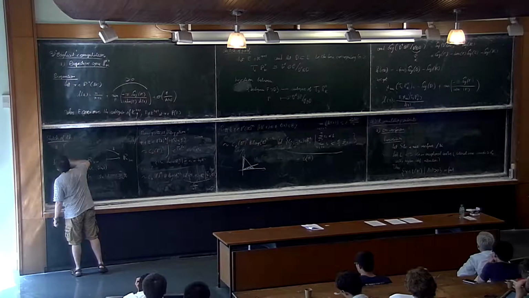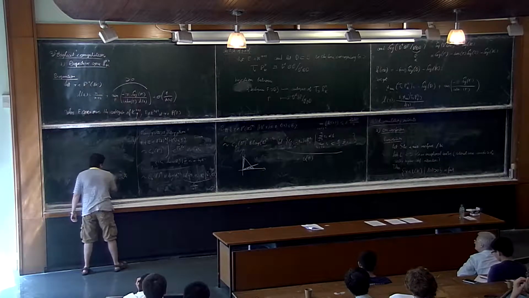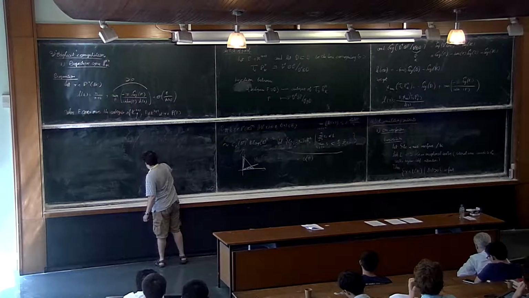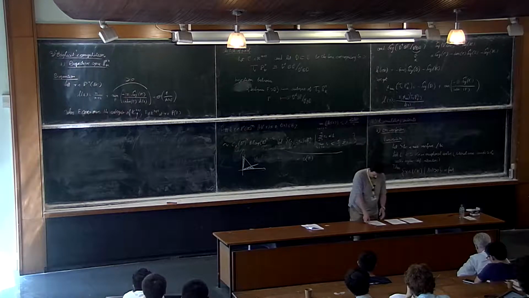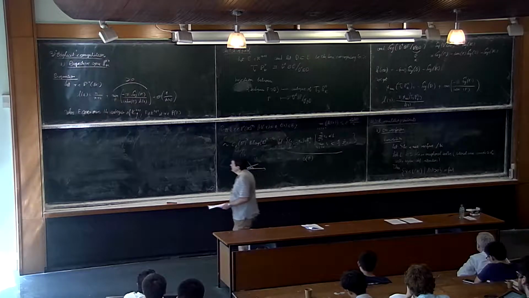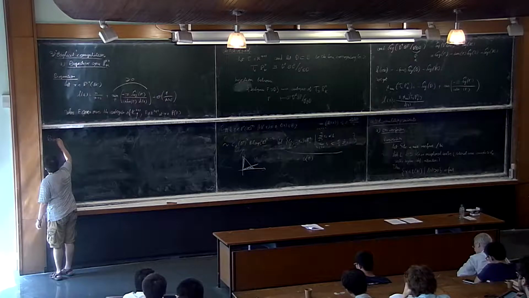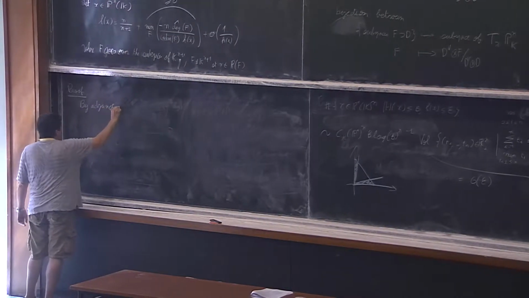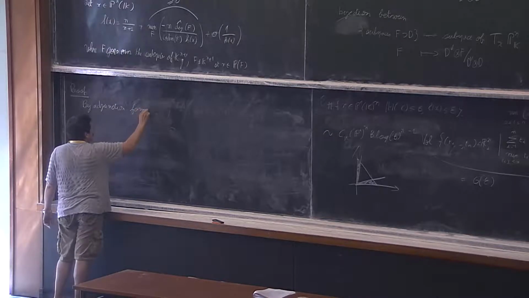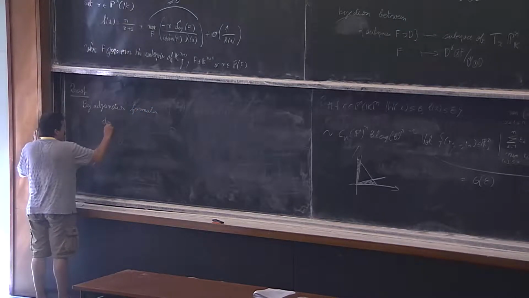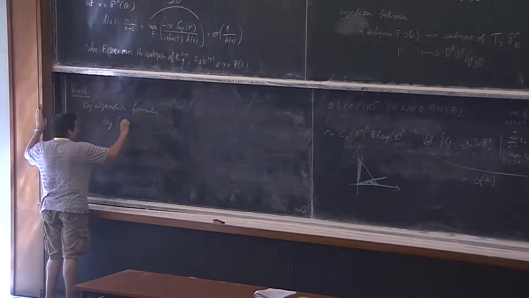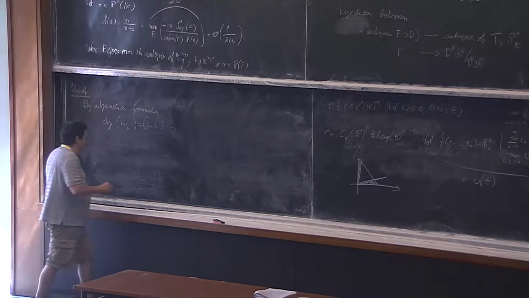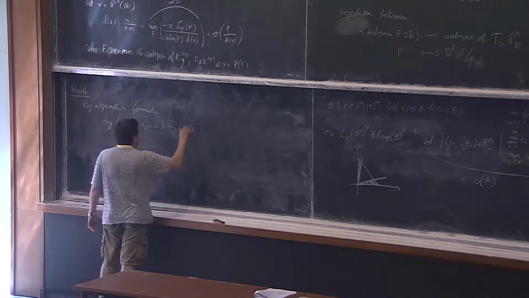So the proof, well, I have already given last time the needed tool for the proof. So proof. So by the adjunction formula, we have that the degree of omega L is equal to L, the self-intersection of L with itself, plus L times omega S.